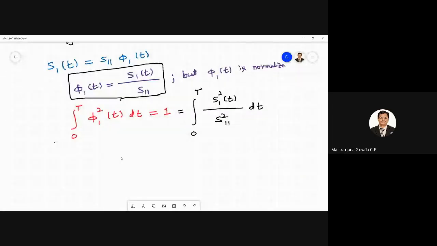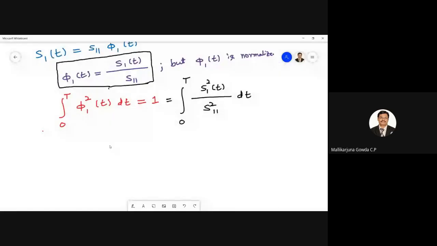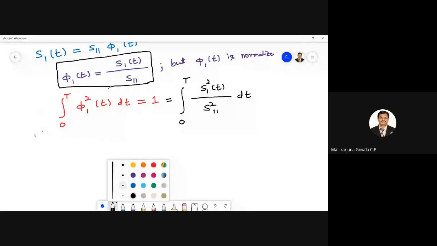Hope this is fine. What do I get if I solve for S11? Solving for S11 means I need to express the above equation in terms of S11, right? Can anyone say?